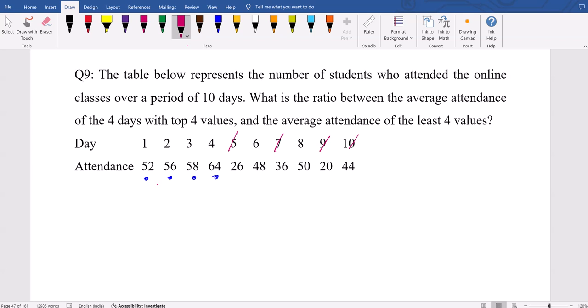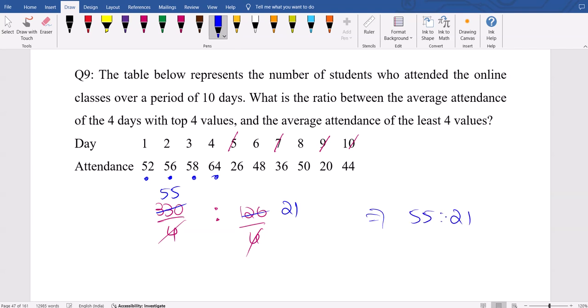Now the sum of the top 4 is 110, 120, 330 divided by 4. As it is a ratio, no worries. Whereas the least 4 leads to 36 and 44, 80, 80 and 20, 100, 126 divided by 4. So this 4 cancels, and this is 55 times and 21 times. That's it. So the ratio is 55 and 21. We cannot cancel with any common term there. So 55 and 21 should be your answer.